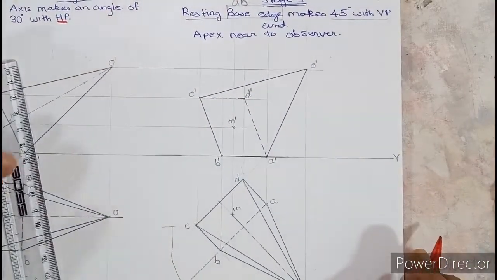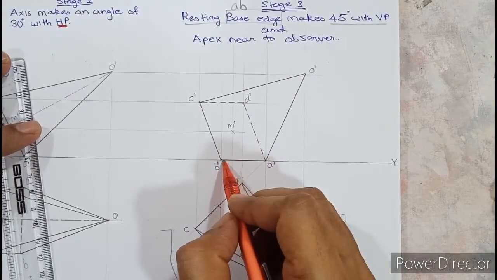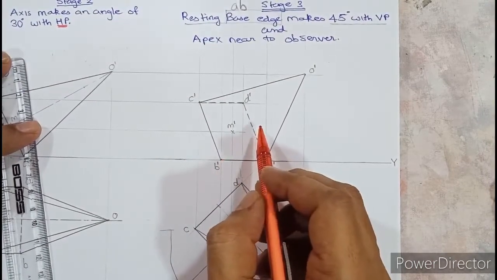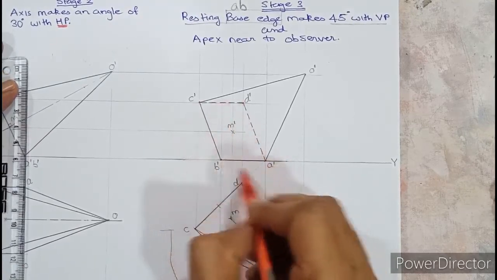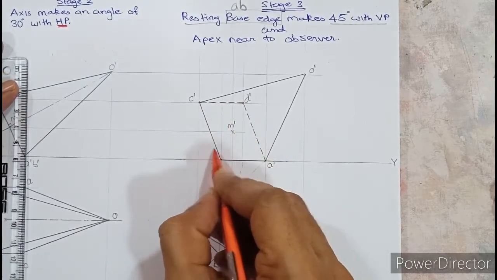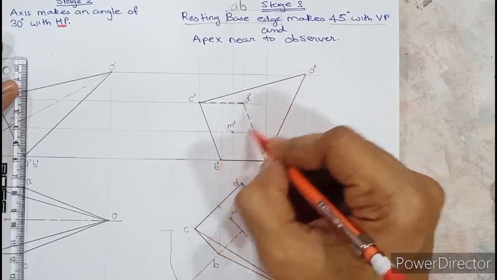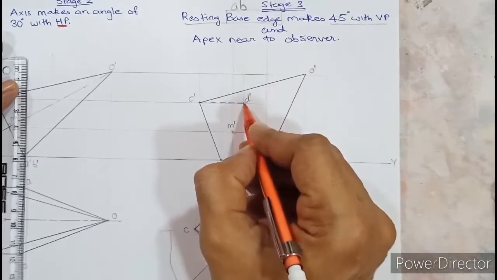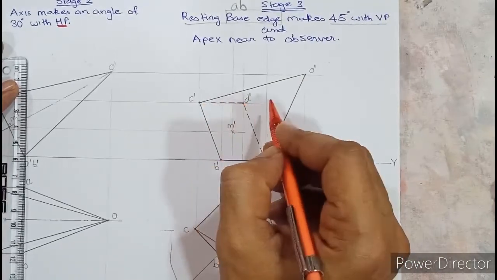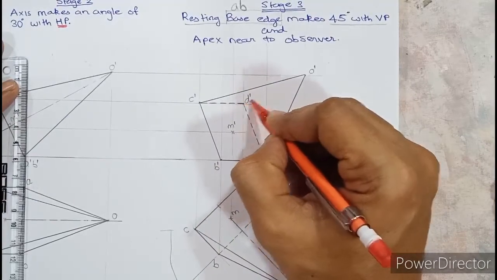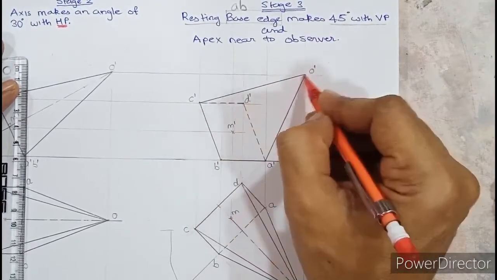Now comes step number 3. Look at the base carefully. From a dark corner of the base, draw a dark slant edge, and from a hidden corner of the base, draw a hidden slant edge. If you look at ABCD, B is a dark corner because two dark lines are meeting. So from B to O, you can draw a dark slant edge. If you look at D dash, it is a hidden corner because two hidden lines are meeting. So from the hidden corner, draw a hidden slant edge. So O to B will be dark and O to D will be hidden.